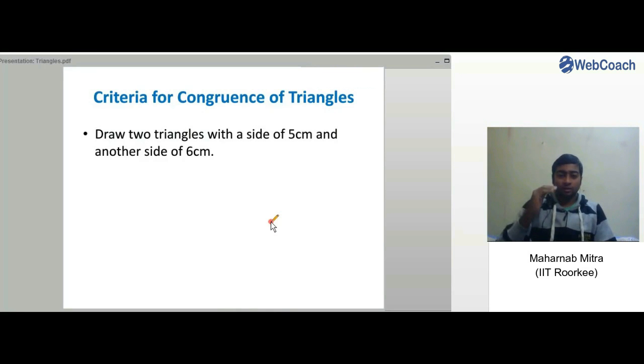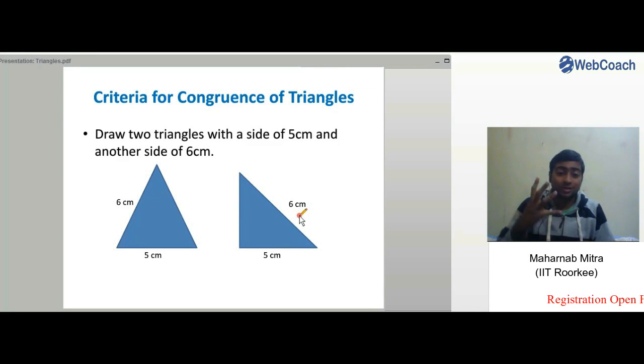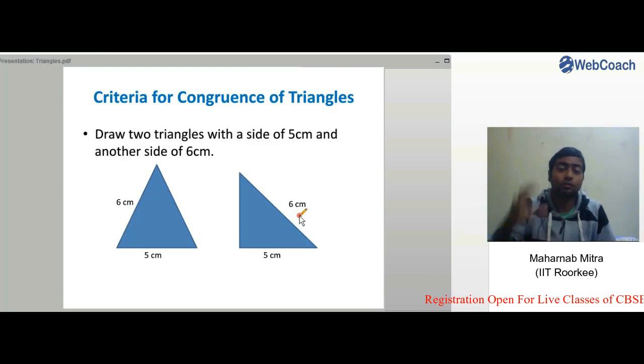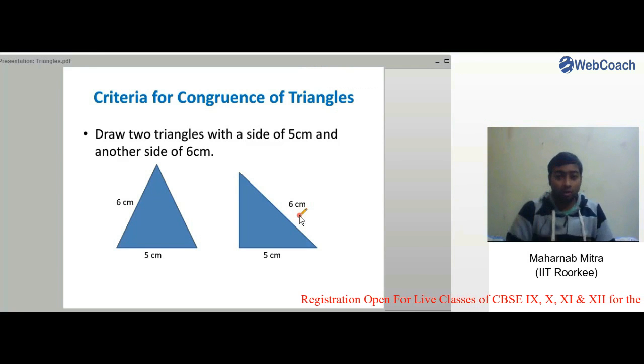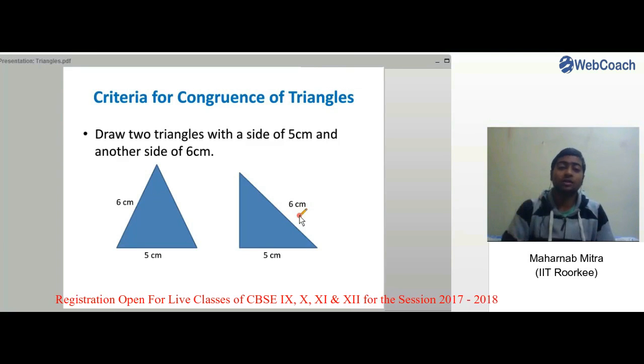Now let us try two criteria. So draw two triangles with one side 5 cm and one side 6 cm. Then also you can draw many triangles. One of the sides is 5 cm and one of the sides is 6 cm, and the third side can be anything. And here also the base is 5 cm and one of the sides is 6 cm, and the triangle can be anything, right? The two triangles do not seem to be alike. The two triangles are therefore not congruent. So two criteria are still not sufficient to tell that two triangles are congruent.